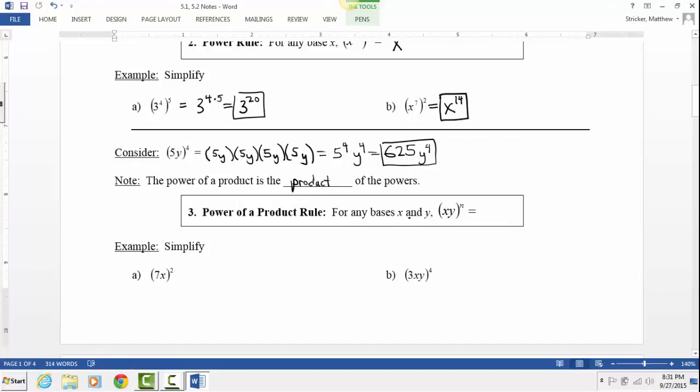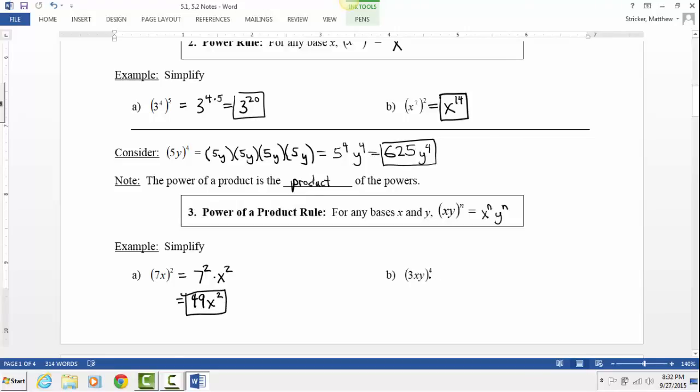So in general, if I have bases x and y, x times y raised to the nth is the same as x to the nth times y to the nth. So a couple examples here. This would be like 7 squared times x squared. And of course 7 squared is 49, so this is 49 x squared.